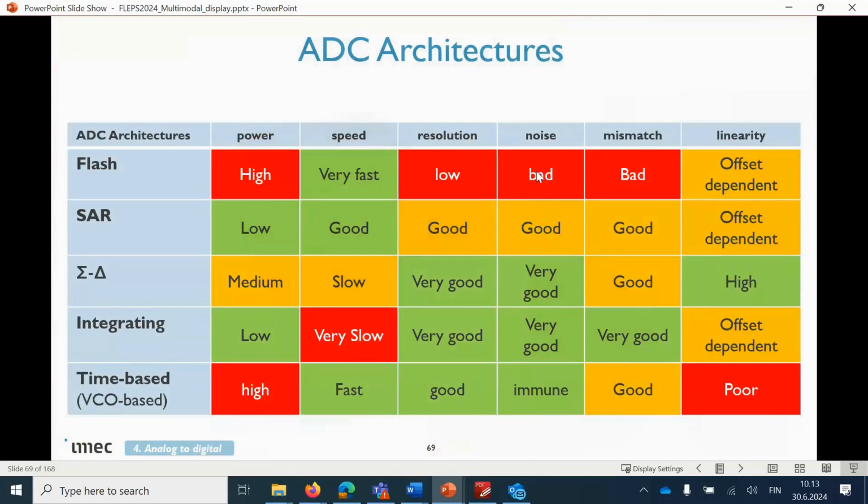We have different architectures, basic architectures. I will focus mainly on the SAR topology and the sigma delta topology, because with SAR we get low power, and with sigma delta we get very good resolution, the best resolution we can get, which were important for some projects we were working on. So that's why we targeted these two.